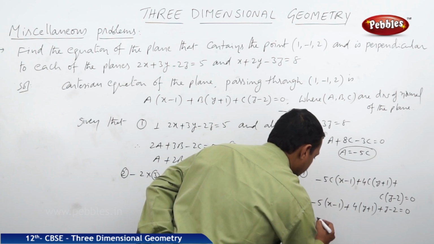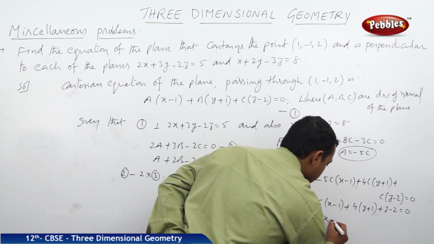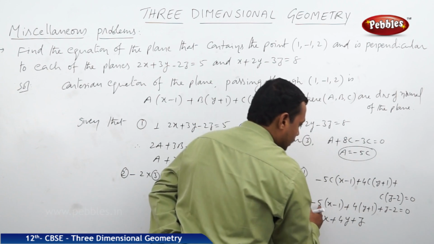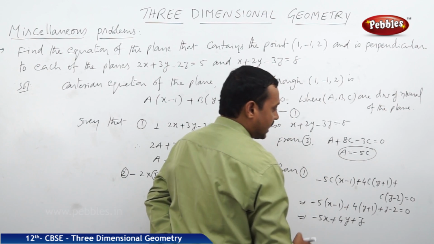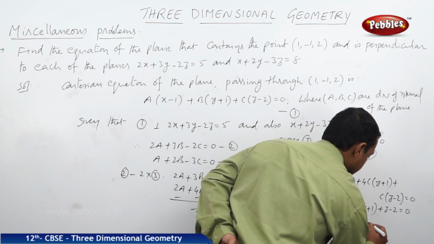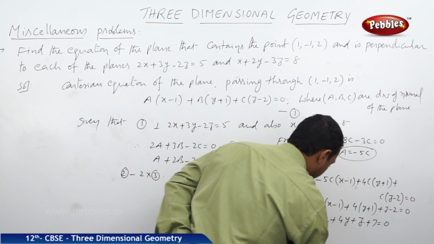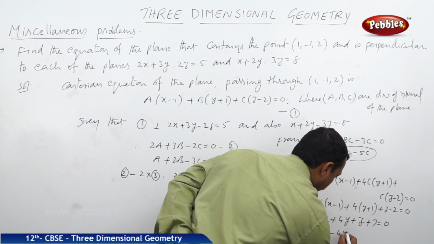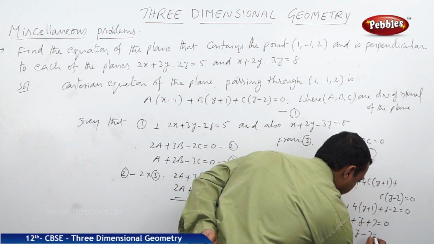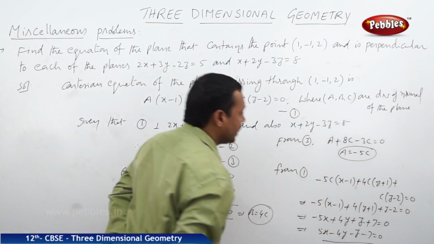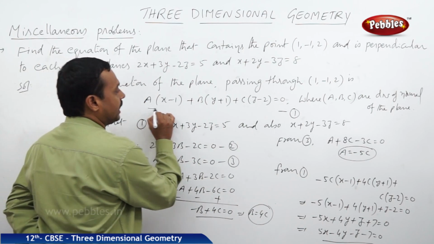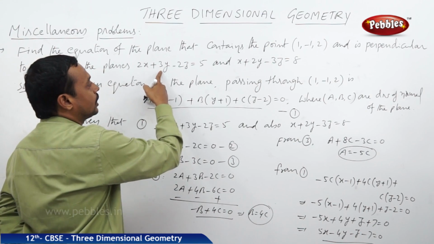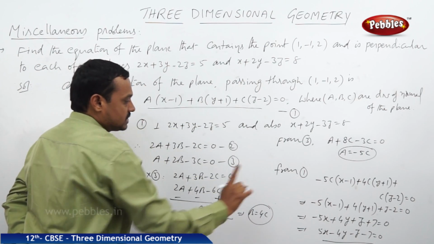Right, now this is minus 5x plus 4y plus z, plus 5 plus 4 is 9, minus 2 is 7, is equal to 0. And multiplying this entire equation with minus 1, so 5x minus 4y minus z minus 7 is equal to 0. What is this? It is the equation of the plane passing through the given point and is perpendicular to the given planes.